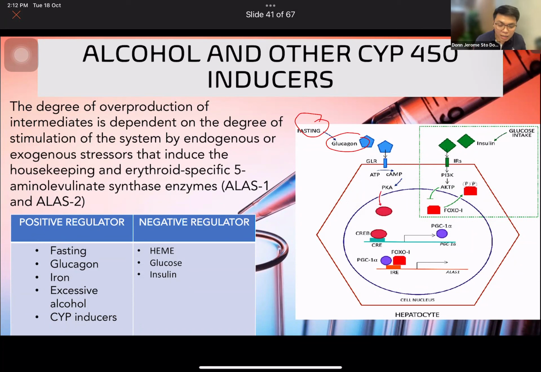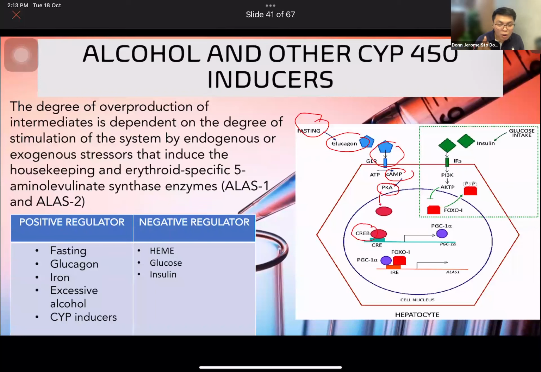Glucagon will activate its glucagon receptor, which is a G protein coupled receptor that later on activates cyclic AMP, cyclic adenosine monophosphate. This cyclic adenosine monophosphate activates protein kinase A. Protein kinase A would stimulate the production of a transcription factor known as CREB. When you say transcription factor, it facilitates the transcription of a gene. It will tell your gene, okay, please make an mRNA.